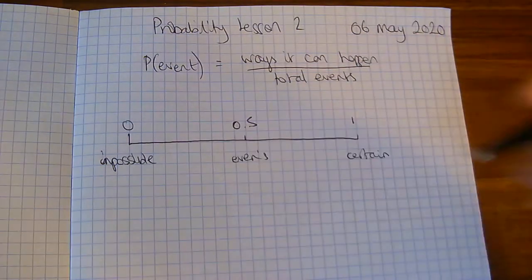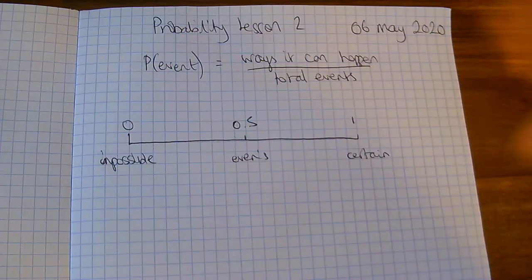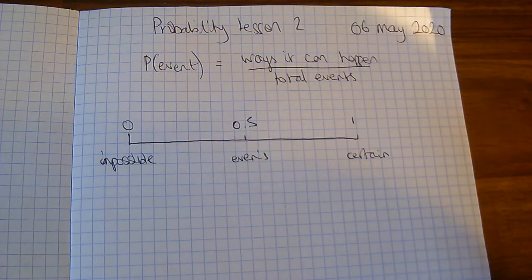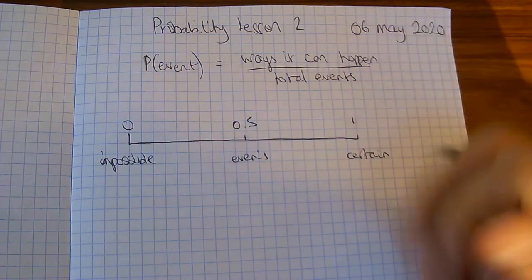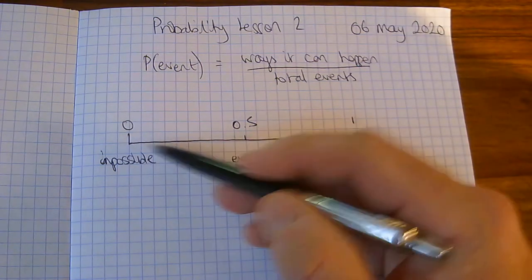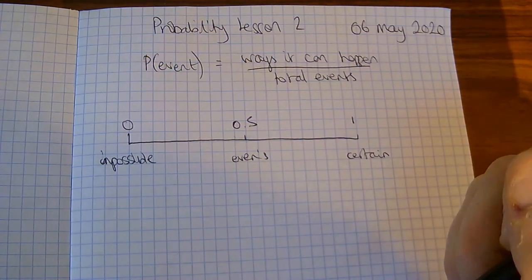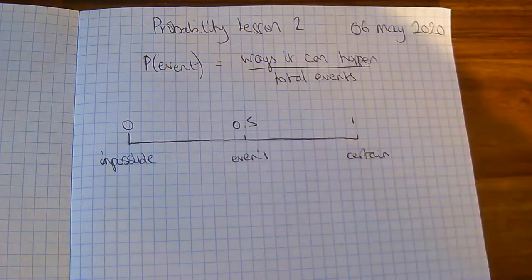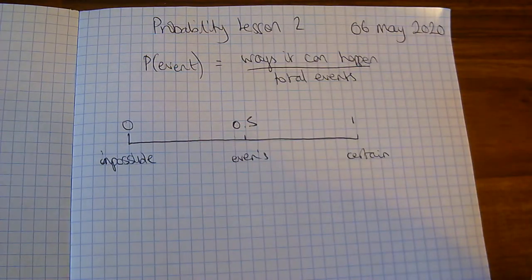So we can start to use this number line to put different probabilities on, and as we work through, we'll look at that. So for example, the chance I'll win the lottery, somewhere down near impossible. If I get a spade from a pack of cards, well, it's going to be somewhere down here, depending on how many spades there are and how many cards. And so what you've got to do in some of the questions today is arrange these things in order.